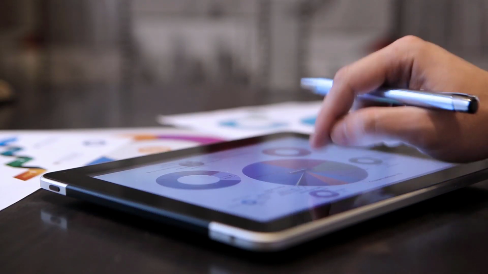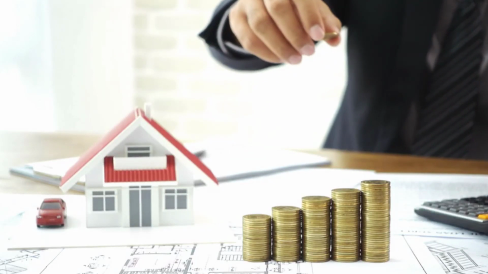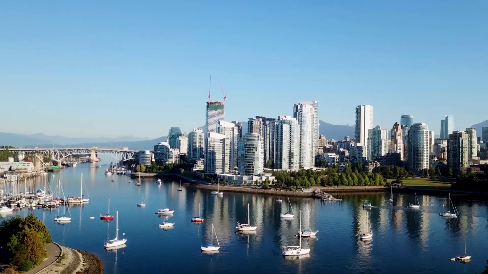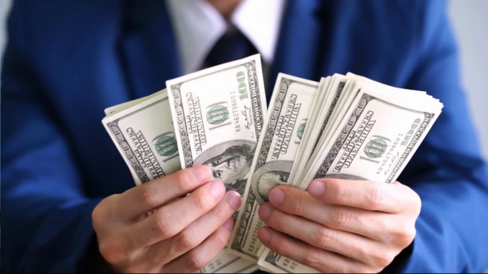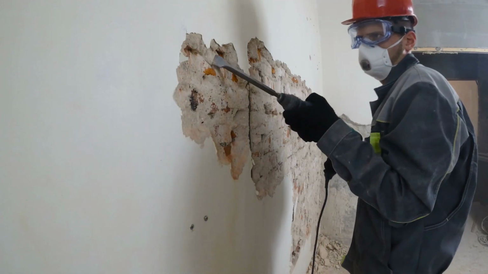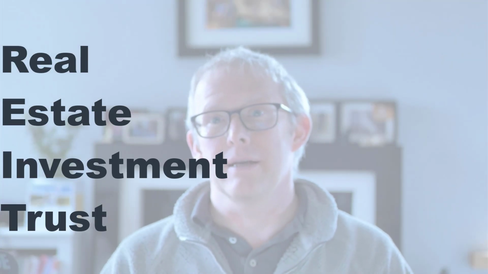Do you want to diversify your investment portfolio and branch out into real estate, but you just don't have the deposit to put down on a property, or you don't want to have a mortgage, you don't want to have to deal with landlords, tenants, fees, repairs? I've got a way you can do it, and that is through a real estate investment trust, or REIT for short.